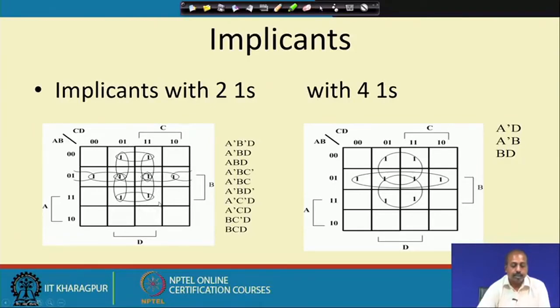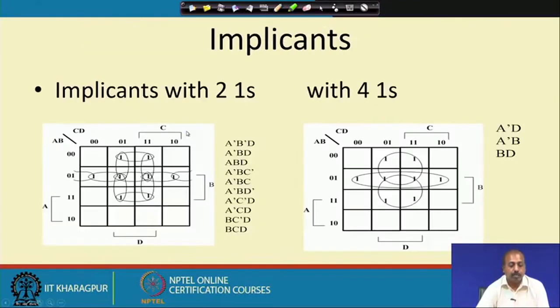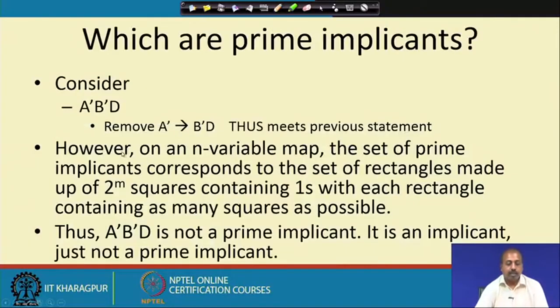So, it says that if you are removing this a bar, getting b bar d, then b bar d will cover the original min terms, like b bar d also covers these 2 ones. So, that way it covers one. So, it can be an implicant. However, on an n variable map, the set of prime implicants corresponds to the set of rectangles made up of 2 power m squares containing ones, with each rectangle containing as many squares as possible. So, a bar b bar d is not a prime implicant.